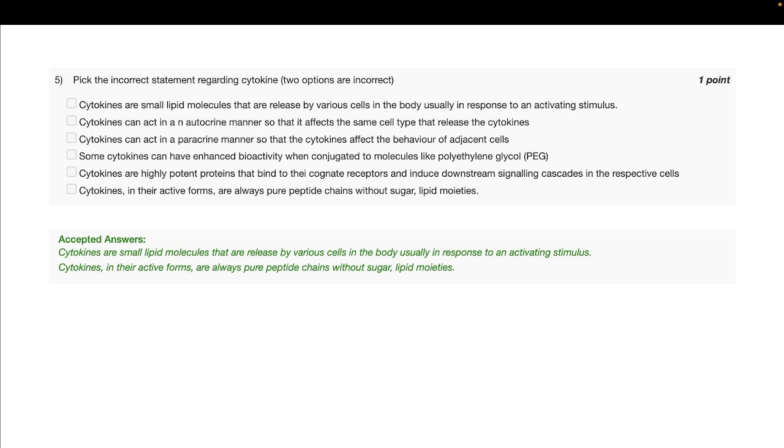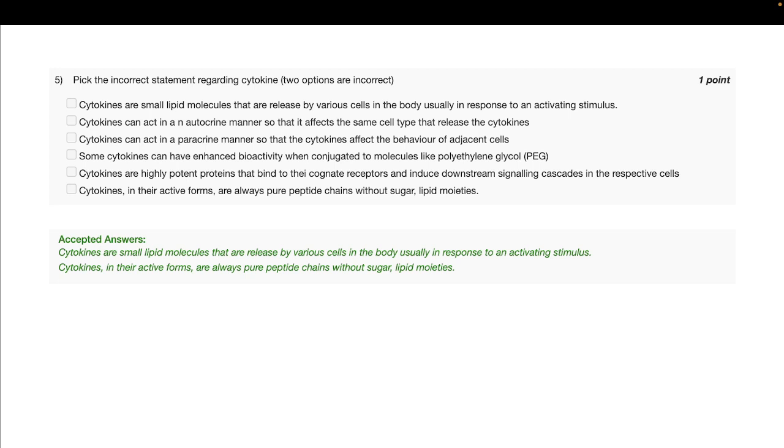Next is some cytokines have enhanced bioactivity when conjugated to molecules like polyethylene glycol, because polyethylene glycol might have some immune reaction, some antigenicity. So some cytokines can actually get enhanced after being conjugated to molecules like PEG. That is also a correct option. Next is cytokines are highly potent proteins that bind to their cognate receptors and induce downstream signaling cascades in respective cells. This is actually the function of cytokines, so that's also a correct option.